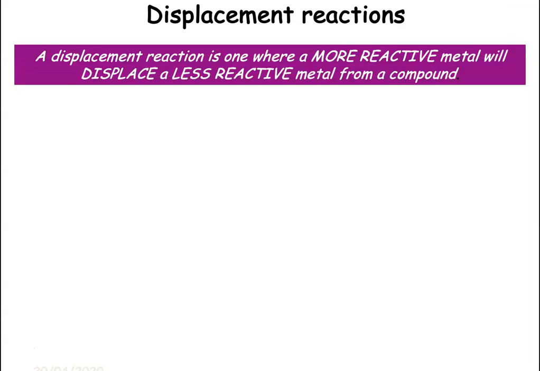Now, displacement reactions. Definition: a displacement reaction is one where a more reactive metal will displace a less reactive metal. So a more reactive metal is displacing a less reactive metal. Just want to highlight this point for you: a more reactive metal displaces a less reactive metal.